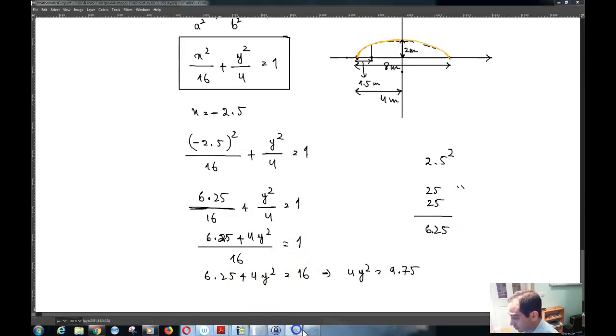16 minus 6.25, let me check here. 16 minus 6.25 is 9.75. And y squared would be equal to 9.75 divided by 4. So the square root of 975 is equal to 5 square root of 39.